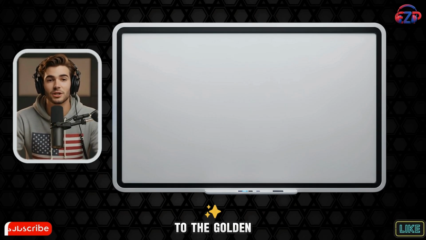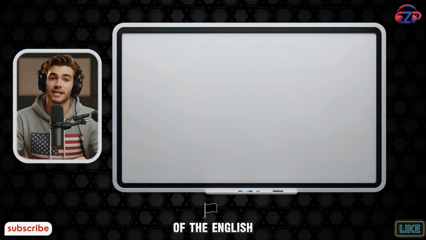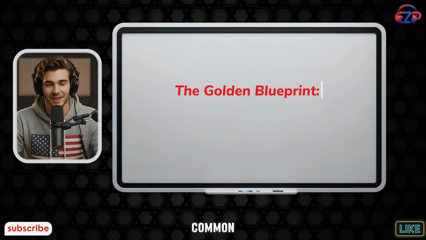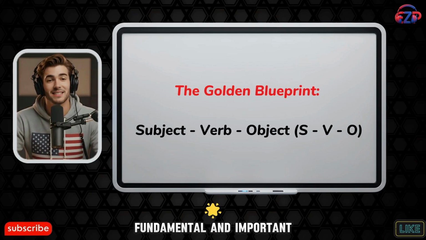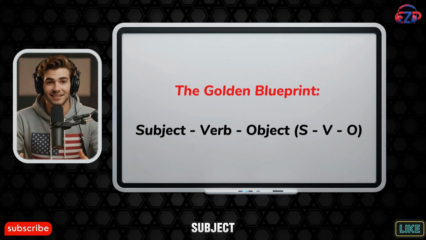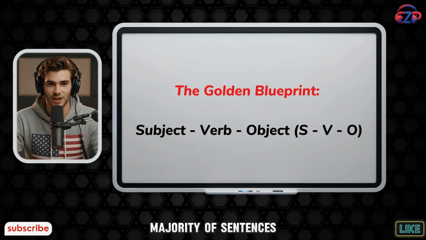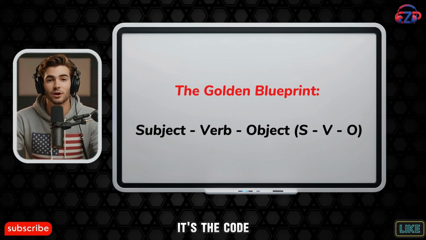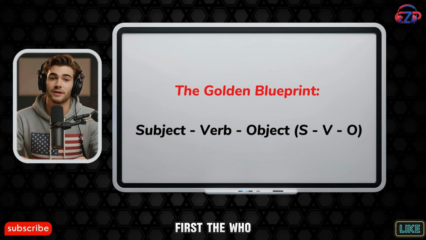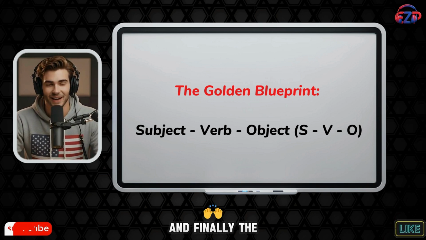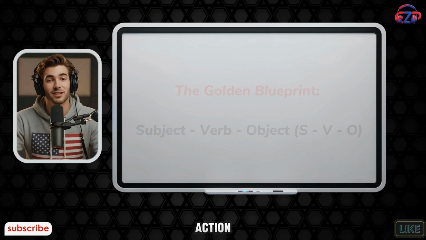This brings us to the golden blueprint of the English language. The most common, fundamental, and important sentence structure is subject, verb, object. This is the natural order for the vast majority of sentences you will create. It's the code. First the who, then the action, and finally the receiver of the action.